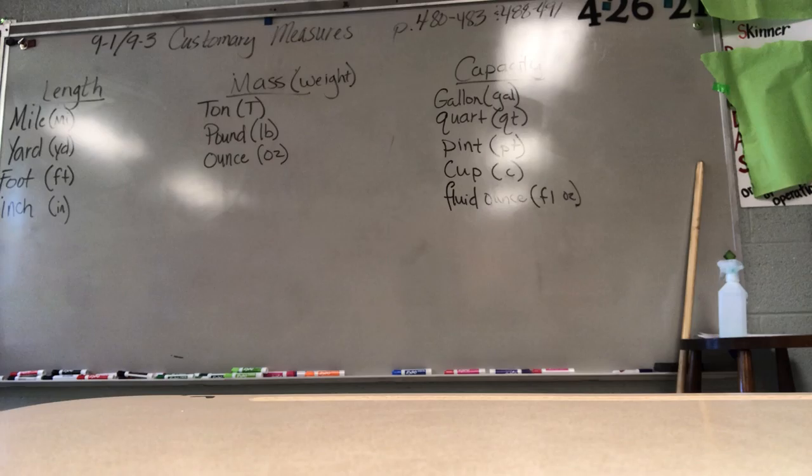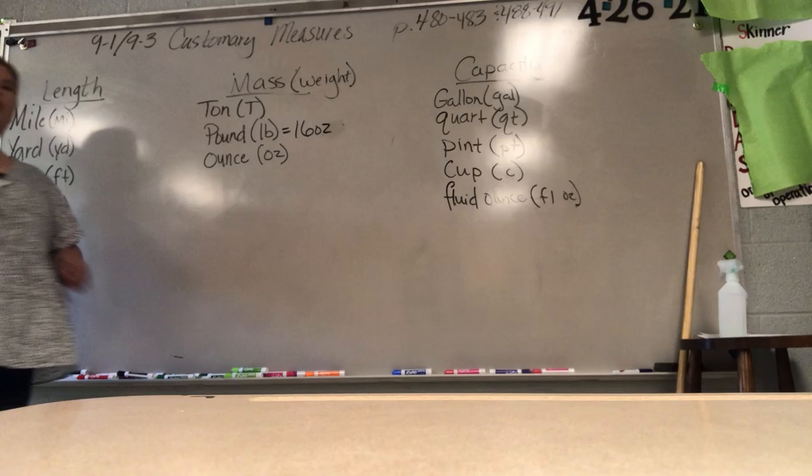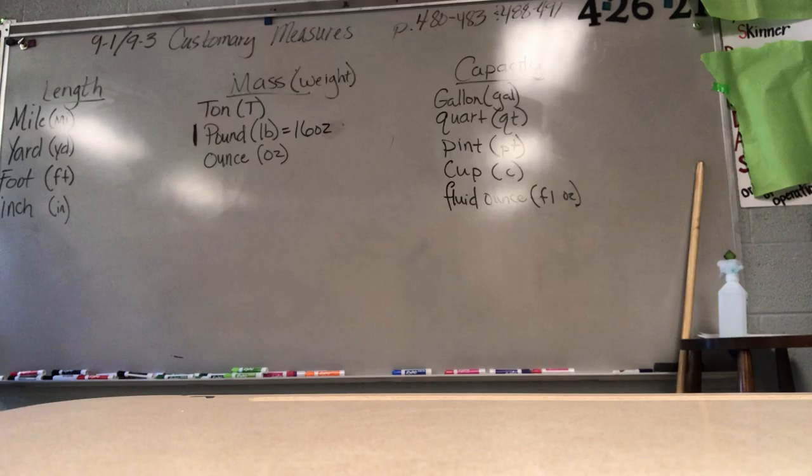Okay, so a loaf of bread is about how many ounces, you think? A couple ounces? What did I tell you about the loaf of bread? It's about a pound. Well, how many ounces are in a pound? 12? 16. That would be 16 ounces. 1 pound is equal to 16 ounces. So a loaf of bread is going to be about a pound or 16 ounces.